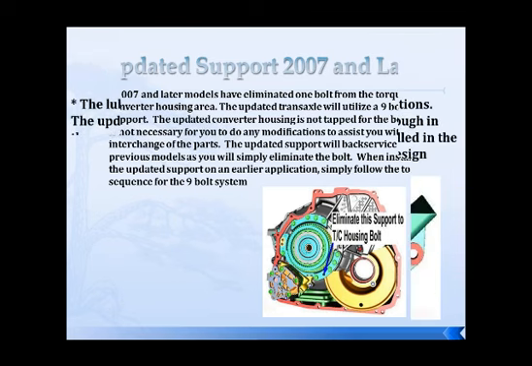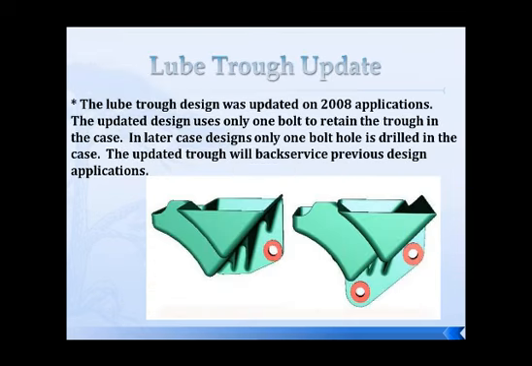Lube troughs. The lube trough on your transmission was also updated. That was an update that was done in the 2008 model year. So this design, as you can see, only uses one bolt to hold the lube trough in place. The old design, as you can clearly see, used two bolts to hold the lube trough in place. Those lube troughs will intermix. You can back service going either direction that you want to go.